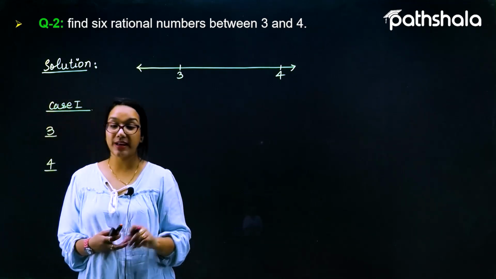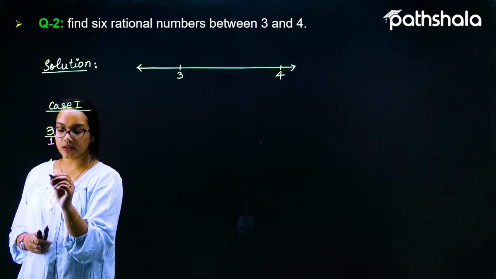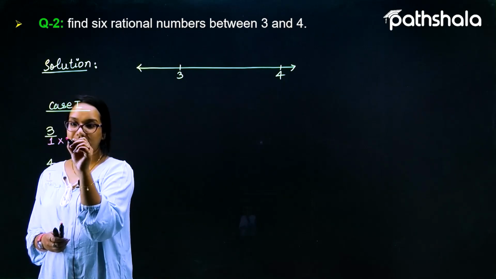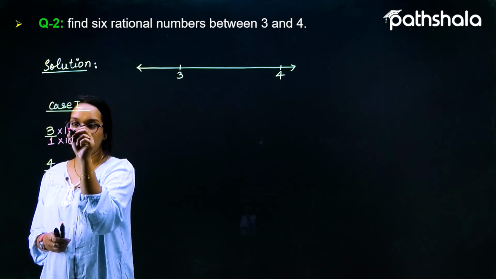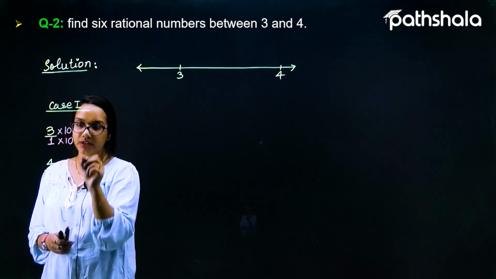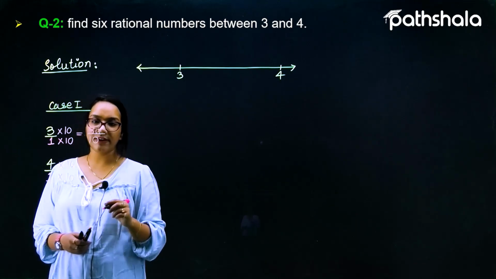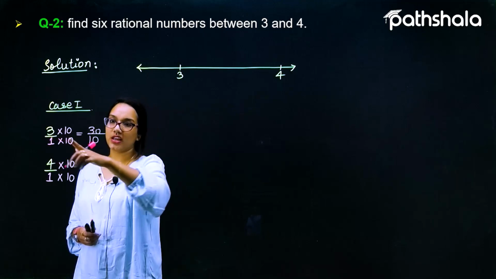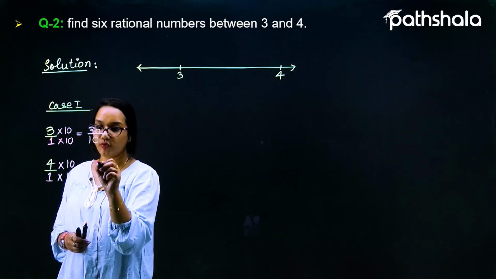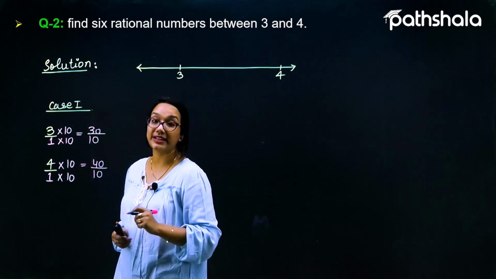Let us suppose I'm multiplying 10 in the denominator, as we know that if there is nothing in the denominator, it is 1. So I'm multiplying 10 in the numerator and 10 in the denominator as well. So this will be nothing but 30 by 10. It is an equivalent fraction obviously, because 3 is equal to 30 by 10, and similarly 4 is equal to 40 by 10.